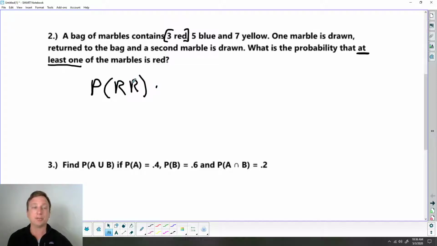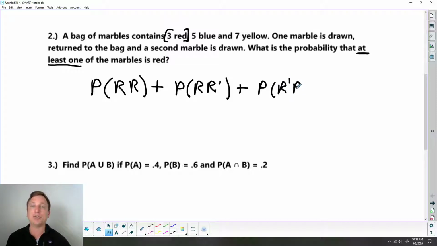So I could have the probability of red, red, or whenever I say the word or, I'm introducing other outcomes, so I'm adding these. Or I could have the probability that the first one I draw is red and the second one I draw is not red. That's at least one red. These are 2 R's, but this one's red complement, so it's not red. It would be blue or yellow. Or I'm adding another one on. I could have the reverse situation here where I do not draw a red the first time, I put it back in and then I do draw a red the second time. So there's actually 3 ways I could draw at least one red marble.